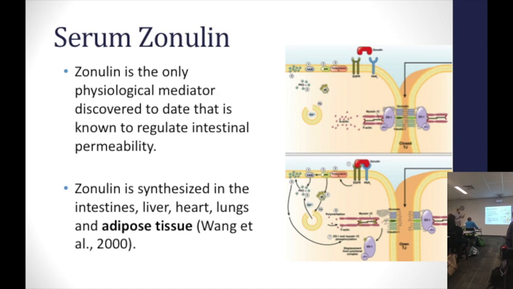Okay, the other validated method to identify intestinal permeability in clinical practice is, of course, serum zonulin. Now, as mentioned earlier, zonulin itself is the only physiological mediator discovered to date known to regulate intestinal permeability. Your body will actually produce zonulin in your intestines, liver, heart, lungs, and adipose tissue. So just bear in mind adipose tissue. This image here shows the cascade of events that occur from zonulin stimulating to tight junction proteins opening. It's a very complicated cascade of events which we won't discuss.